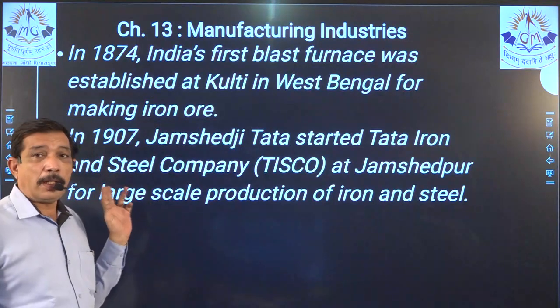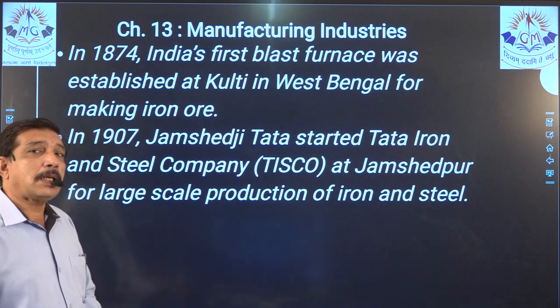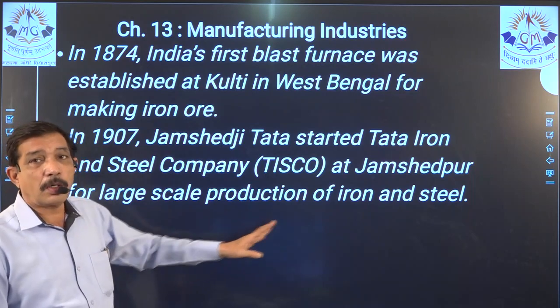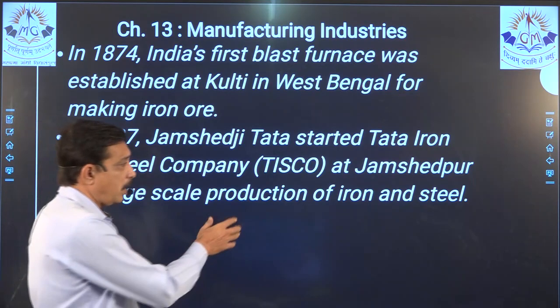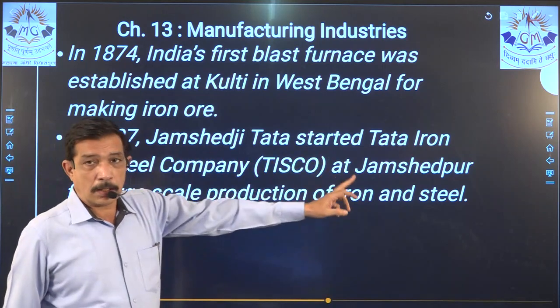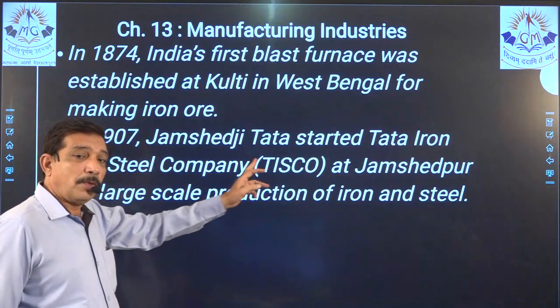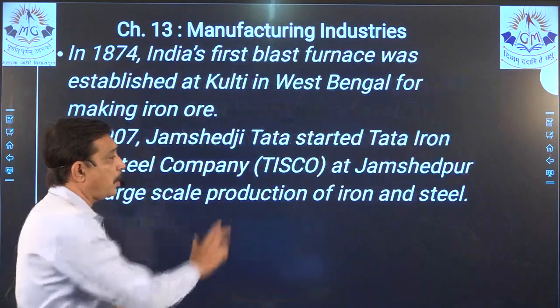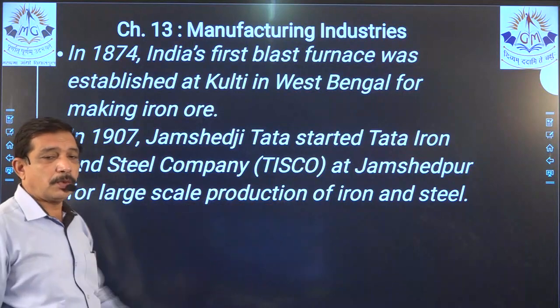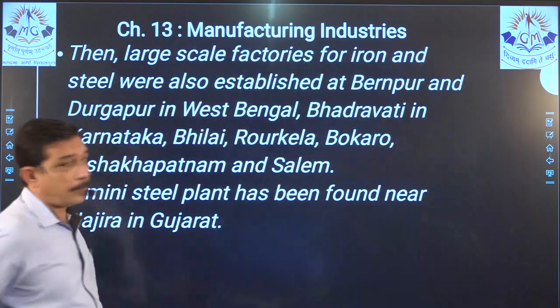Again, this is MCQ. In 1907, Jamshedji Tata started the Tata Iron and Steel Company, that is TISCO, at Jamshedpur for a large production of iron and steel. The full form of TISCO is Tata Iron and Steel Company. Where? At Jamshedpur, right? So MCQ.